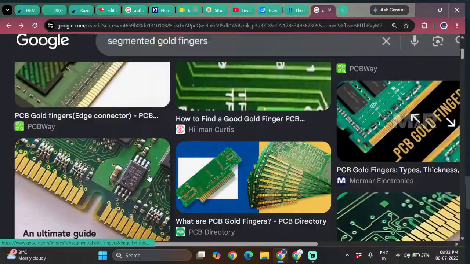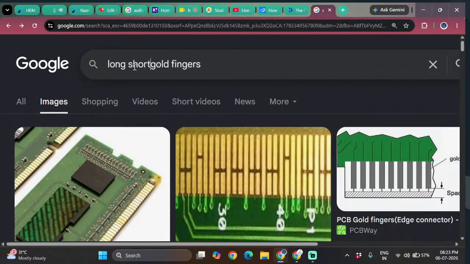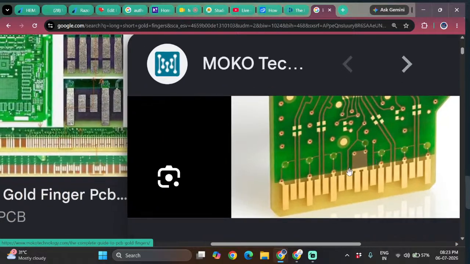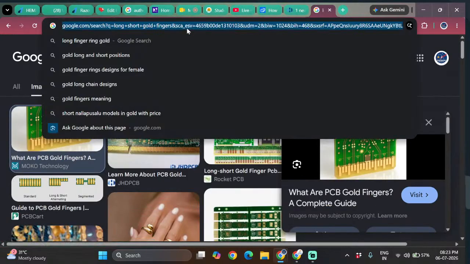Uneven is also called long shot. Long shot gold fingers: one is long and one is short, like long short short, long short short, long short short. And there is one more thing that we need to discuss.